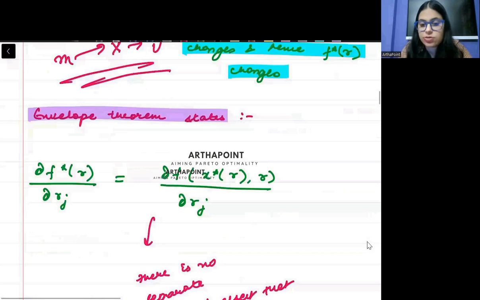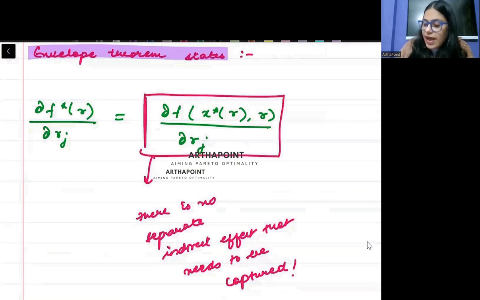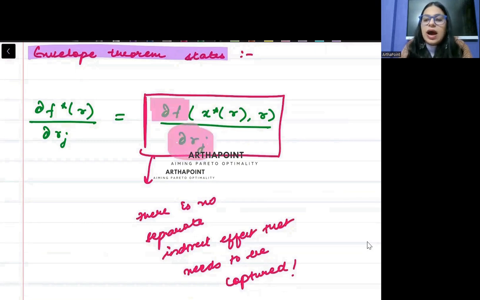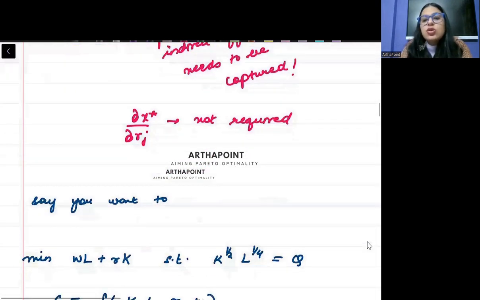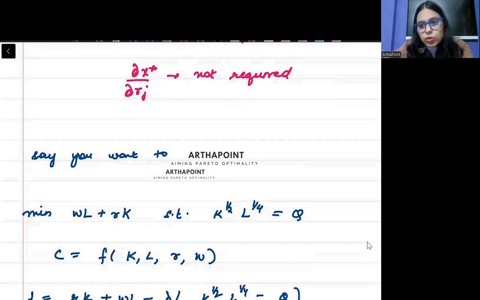Now, what is the envelope theorem saying? The envelope theorem says that you don't have to account for those indirect effects. They are automatically being captured. You just have to differentiate your value function with respect to the exogenous variable. आपको सिर्फ अपने value function को exogenous variable के respect में differentiate करना है. You just have to go ahead and do that.